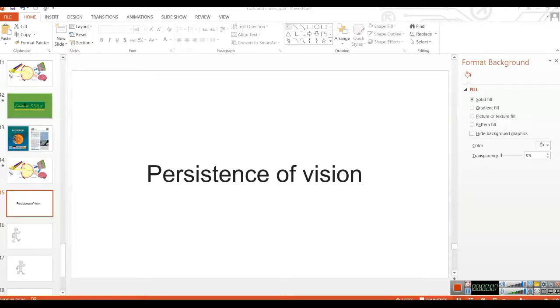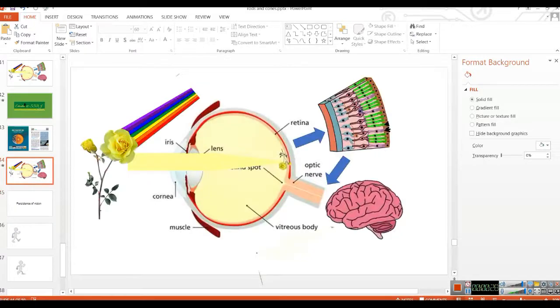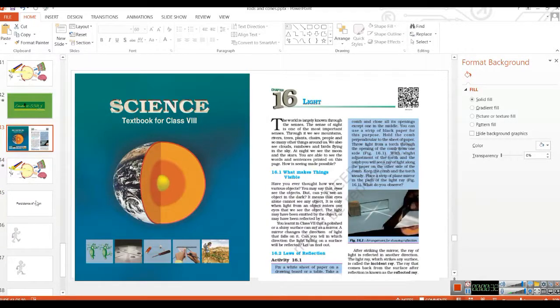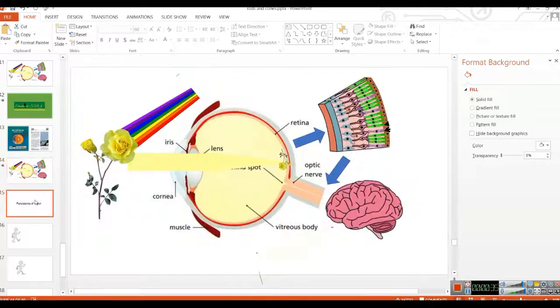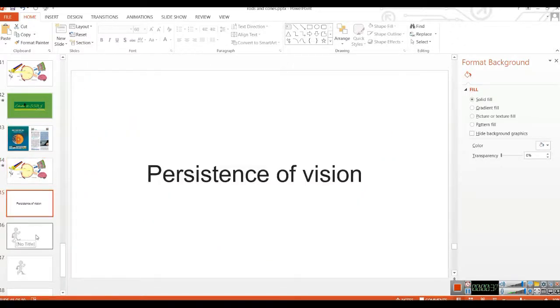Well, let me take you to my PowerPoint presentation, and we shall try to connect this presentation to the persistence of vision. Now you all know a bit of PowerPoint presentation. You can see when I click here on these slides, we get the view of that slide on the right side, right? Now look at this.